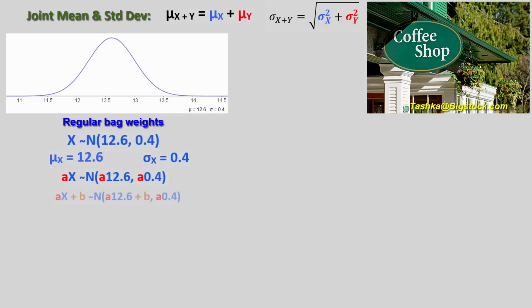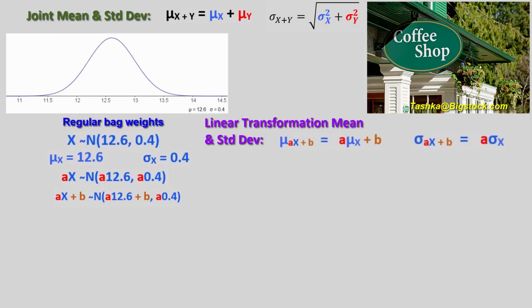But if a term b is added to all the scores, only the mean is affected, since the scores all shift over but are no more spread apart. Hence, here are the formulas for linear transformations of a random variable. It is called a linear transformation because ax plus b is like mx plus b. Here's how this looks in an example.